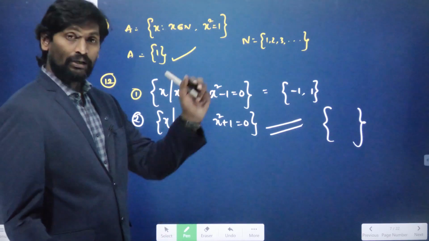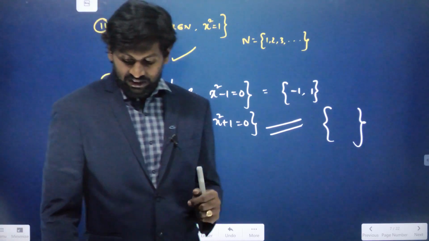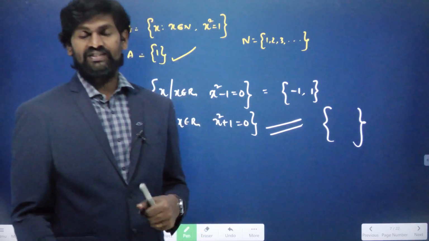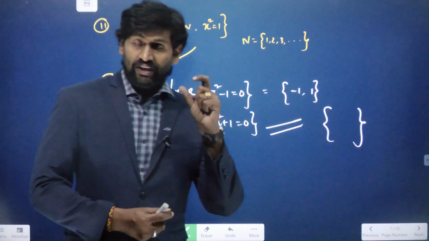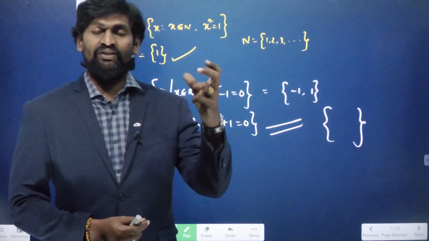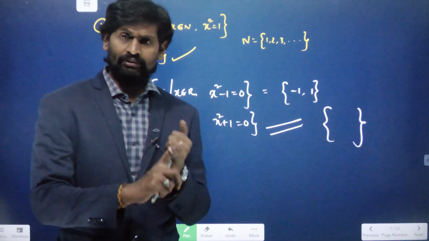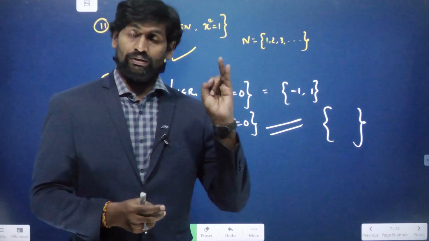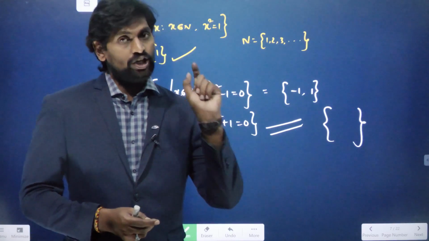Let us look into the third option also: x belongs to real numbers, x square minus 9. Yes, in the place of x, if you take 3, 3 square is 9, 9 minus 9, 0. Yes, first element 3. If you take minus 3, square is also 9. So there are two elements, minus 3 and plus 3. So it is not an empty set.